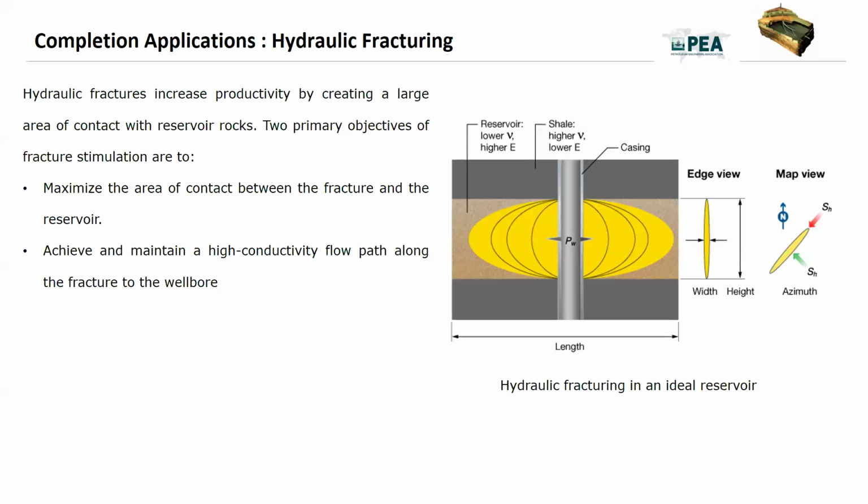Hydraulic fractures are not restricted to the near wellbore region, but often extend hundreds of meters vertically and horizontally away from the wellbore in the case of unconventional reservoir development. So the goal of hydraulic fracturing is to maximize the area of contact between the fracture and the reservoir to achieve the desired economic production.